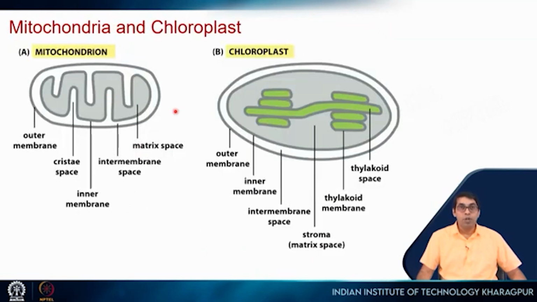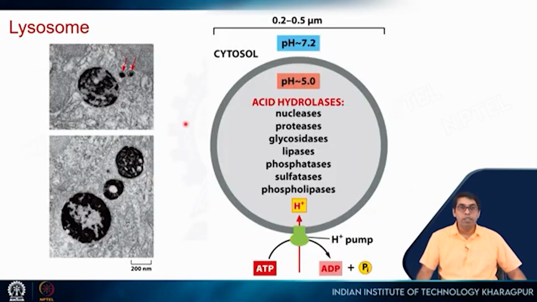Then there are mitochondria and chloroplast. I am not going to discuss much about this because I will talk about them in more detail when I talk about respiration and photosynthesis. These are the energy producing organelles, or the powerhouse of the cell. You can also think of them as the kitchen, right. This is where energy is produced, and I will talk about these organelles in more detail in a week's lecture.